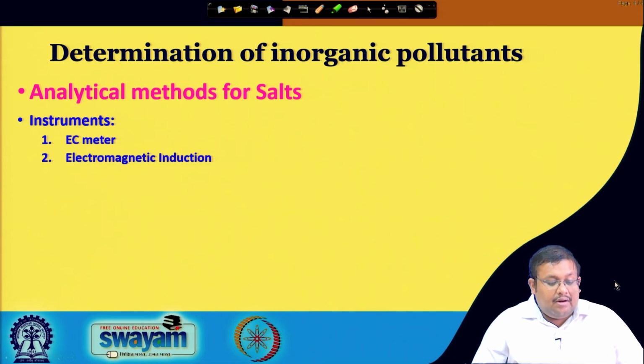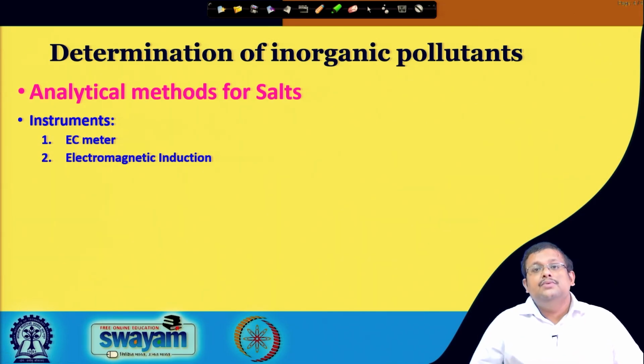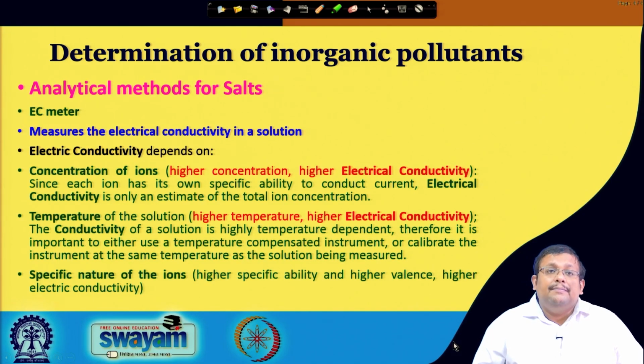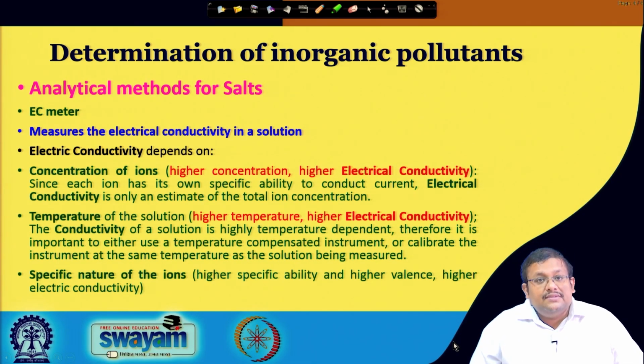Now, there are mainly two methods which we use for measurement of salt concentration in the soil. One is through the electrical conductivity meter or EC meter, and the second method is the electromagnetic induction method. So, we are going to discuss both of them. Let us start with the EC meter or electrical conductivity meter.